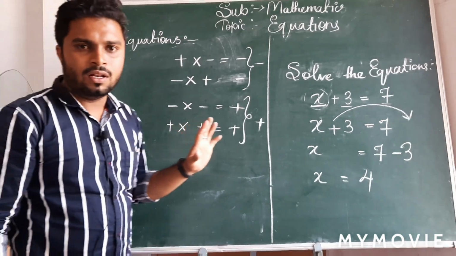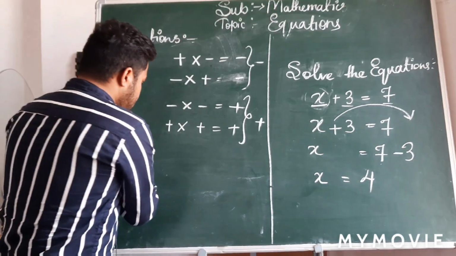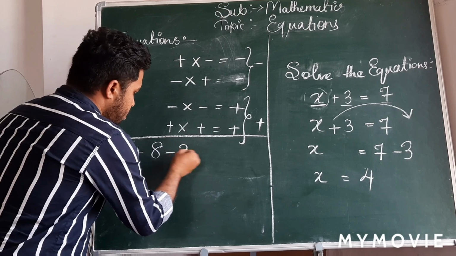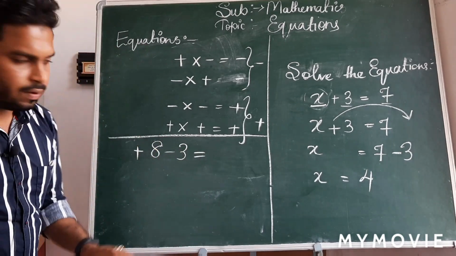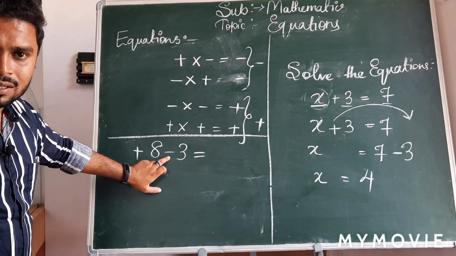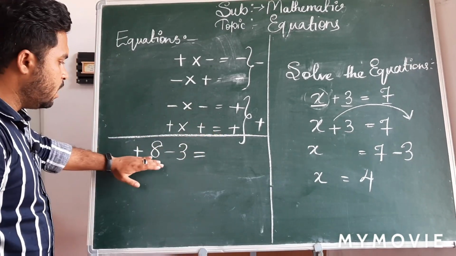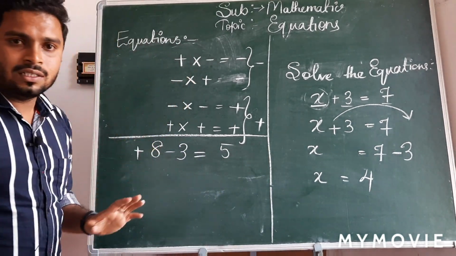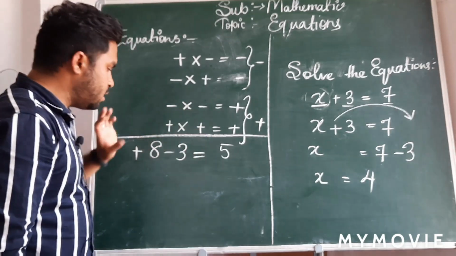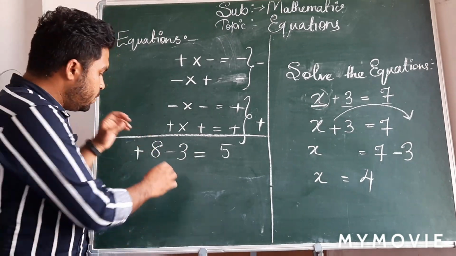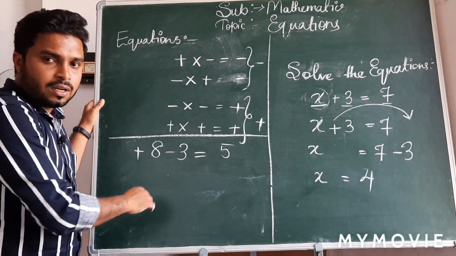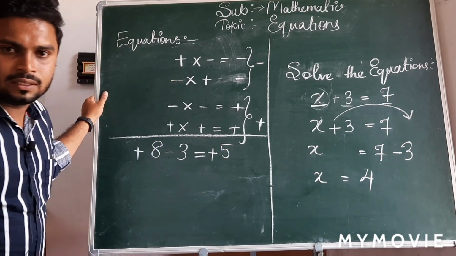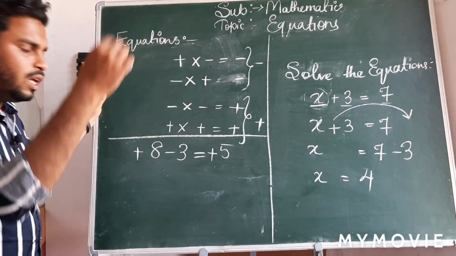I will show you an example. See here, you have plus 3 plus 8 minus 3. Plus into minus, you will do subtraction, that is minus. 8 minus 3, 5. But while writing the sign, you are going to see the sign of the bigger number. Which is bigger? 8 is bigger or 3 is bigger? 8 is bigger. What is the sign of this? It is plus. Done? Yes.